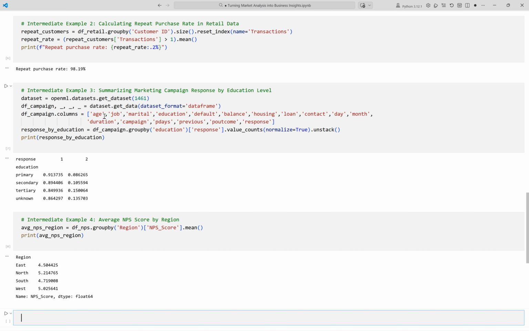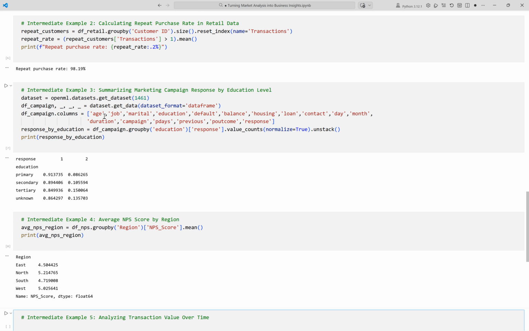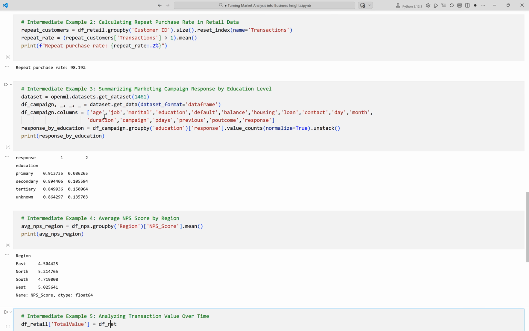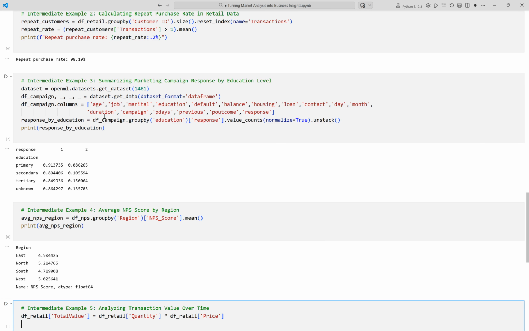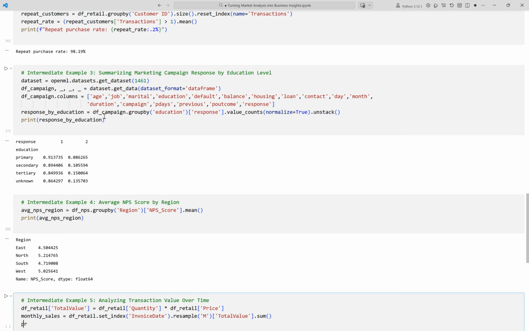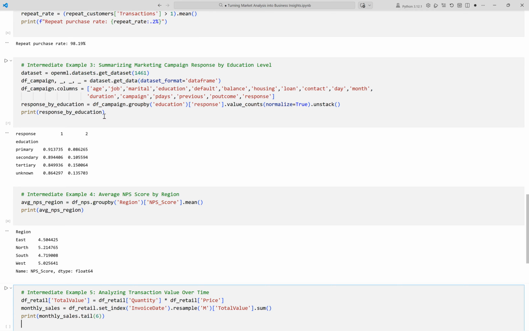Tracking sales trends over time helps identify seasonal opportunities or warnings. We multiply quantity by price to find the value of each transaction. We then resample sales data by month and sum the totals. The output shows sales for the most recent 6 months.